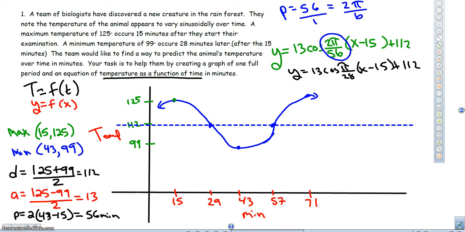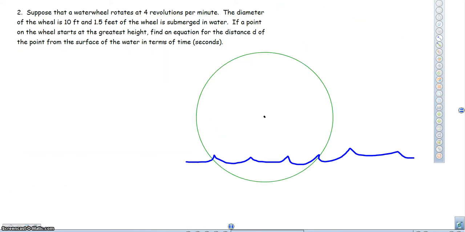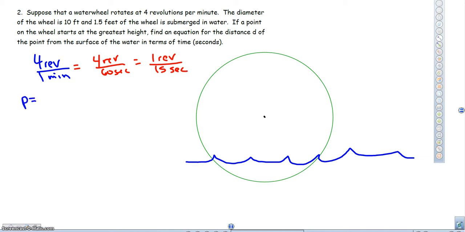Alright, let's look at the next one. The next one talks about a water wheel. It rotates at 4 revolutions per minute. So 4 revolutions per 1 minute. Well, that's the same thing as 4 revolutions in 60 seconds. If I reduce that, that's 1 revolution in 15 seconds. So that is the period. Period is the time it takes for it to go around one time. So the period is 15 seconds.